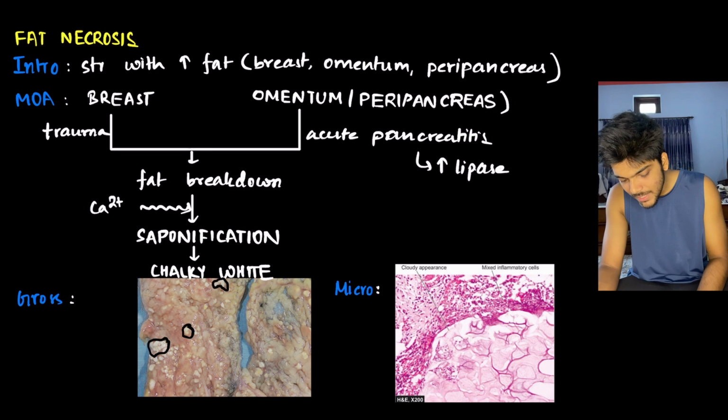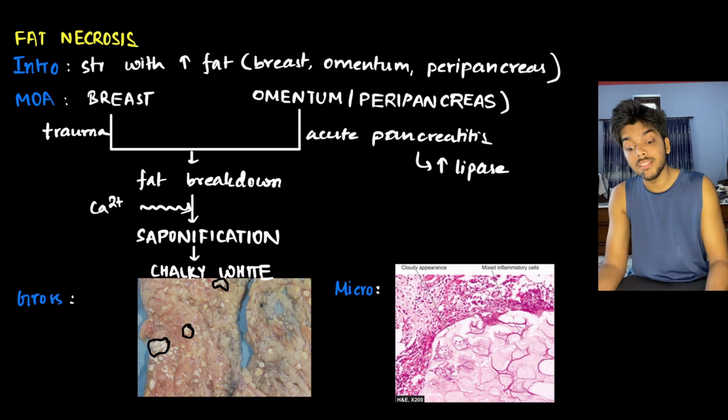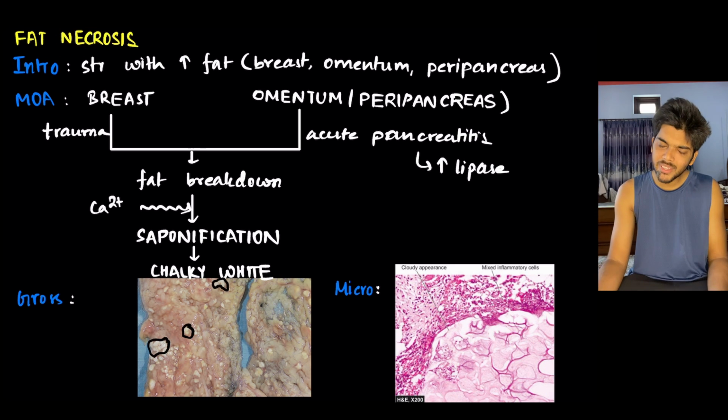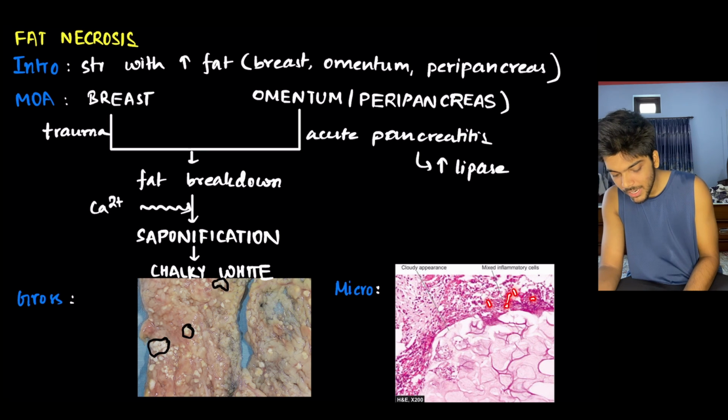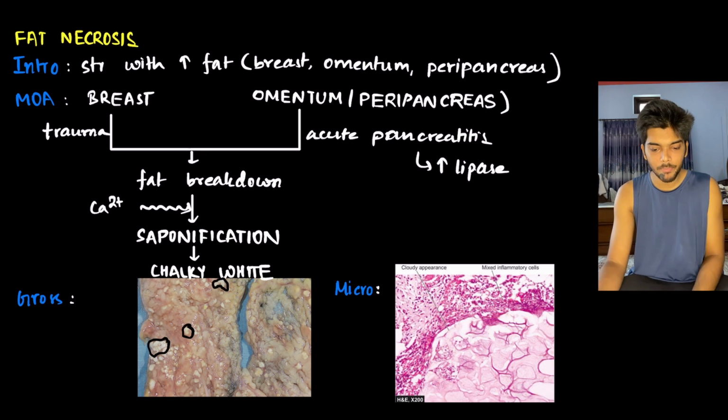Microscopy. Since you have cells filled with lipid, obviously it is going to appear cloudy. Since it's a necrosis, it is associated with inflammation. So you are going to find inflammatory cells. So draw a cloudy appearance with inflammatory cells in the exam.